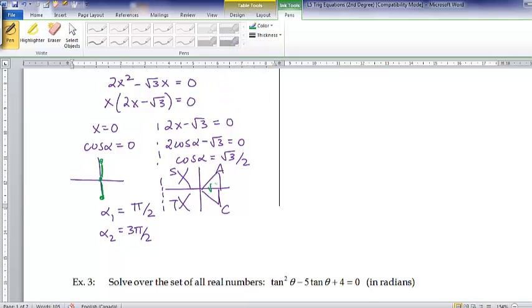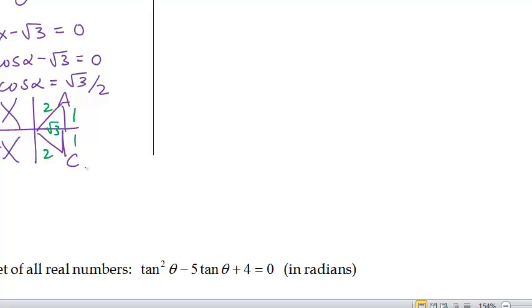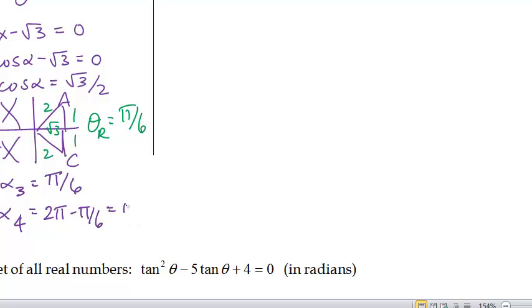The adjacent side is root 3, and the hypotenuse is 2. So this is the 30, 60, 90 triangle, which tells me my reference angle is 30 degrees, or pi over 6. If you use your calculator with inverse cosine, it should tell you 0.524 radians, or 30 degrees if you're in degree mode. So to find the other solutions, alpha is pi over 6 in quadrant 1, and alpha is 2 pi minus pi over 6, which is 11 pi over 6, in the fourth quadrant.